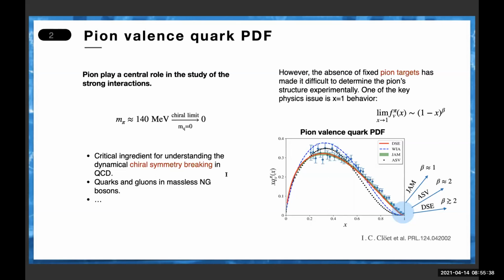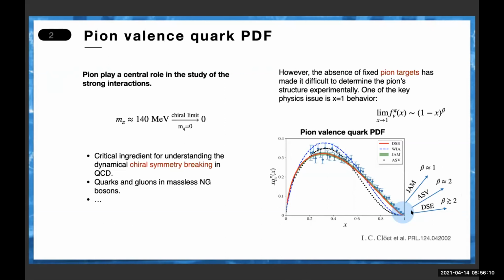However, as we know, pions decay fast, so it's hard to have a fixed pion target, and the pion structure is less constrained compared with the proton. So there are still some puzzles. For example, one issue is the large-x asymptotic behavior of the pion valence quark PDF. As you can see from this figure, the results from the global analyses of GRV, ESV, and the calculation using the Dyson-Schwinger equation produce inconsistent results, with beta around 1 or beta around 2.